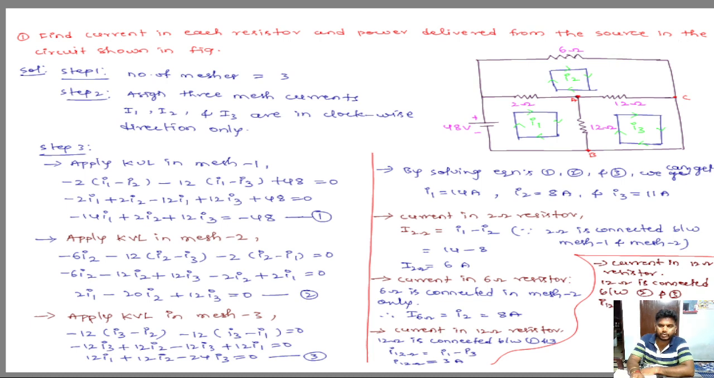Next, the last one, the power delivered from the source. Observe clearly, this 48 volt source is connected in only mesh 1. Therefore, the current through the 48 volt source is I1 only. For the power delivered by the source, I am writing P 48 volts.